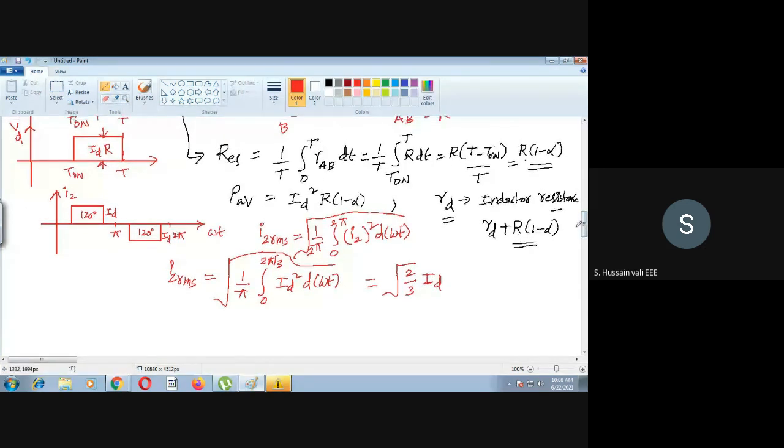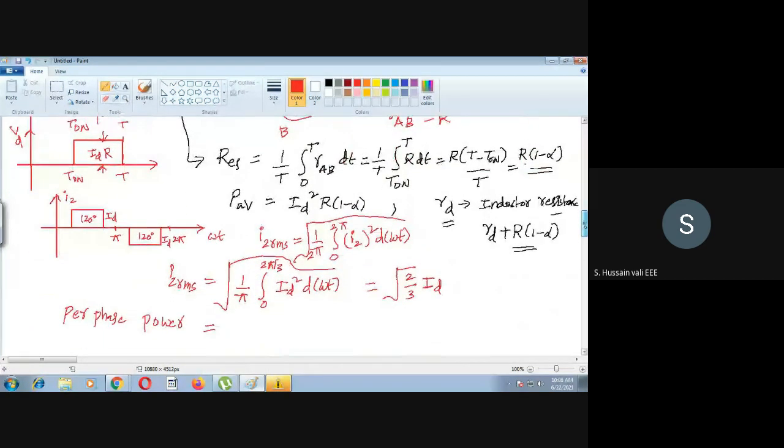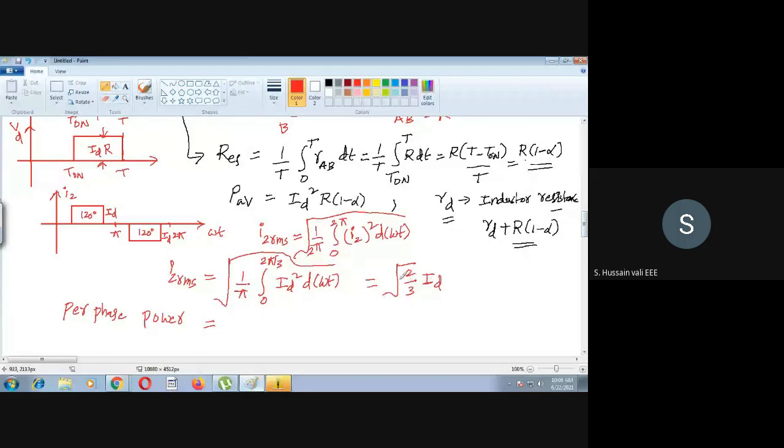Once you have got this RMS value, now I am interested to find out the per phase power. Per phase power, in the sense you have three phases in the rotor. So each phase power is how much? To find out each phase power, first of all we will find out the total power we got here. See this now. This is the total power.